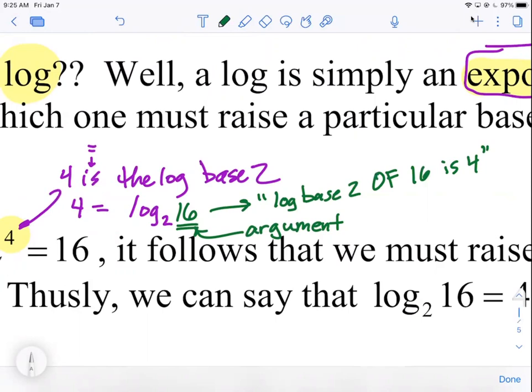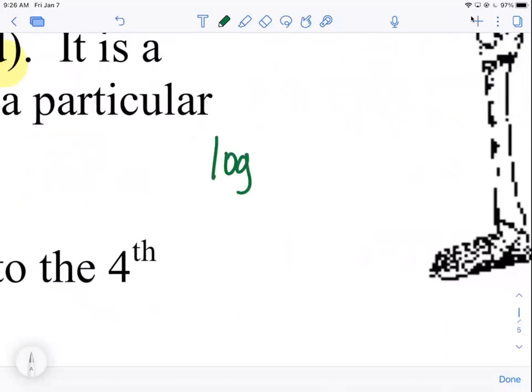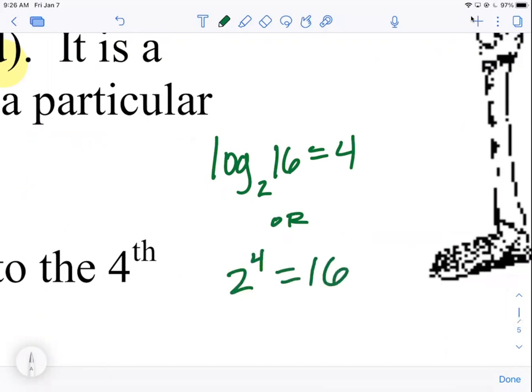We take the log of a number, just like we take the square root of a number, f of x. It's its own function, and the argument is the inside part. Like the radicand is inside the square root function. So log base 2 of 16 equals 4. How can we say that differently? 2 to the 4th is 16. Okay. So let's write this side by side. Let's come up here and say log base 2 of 16 equals 4, or equivalently 2 to the 4th equals 16. They mean exactly the same thing.